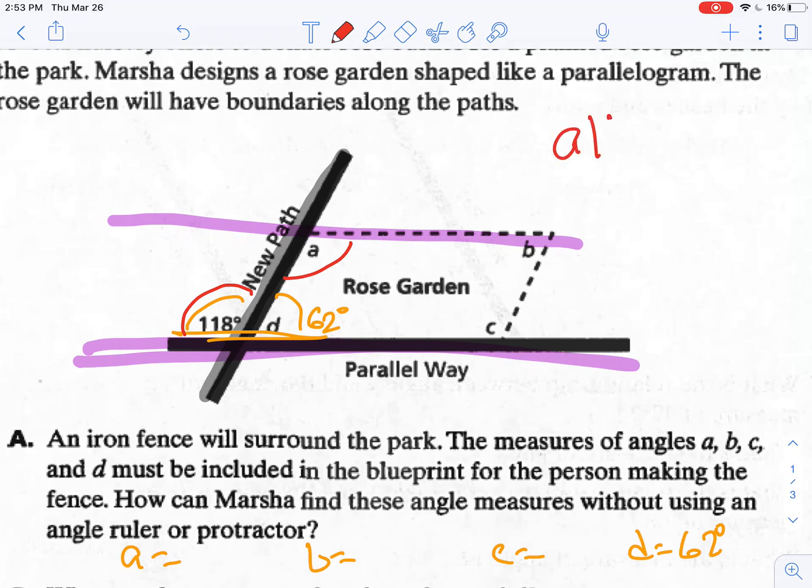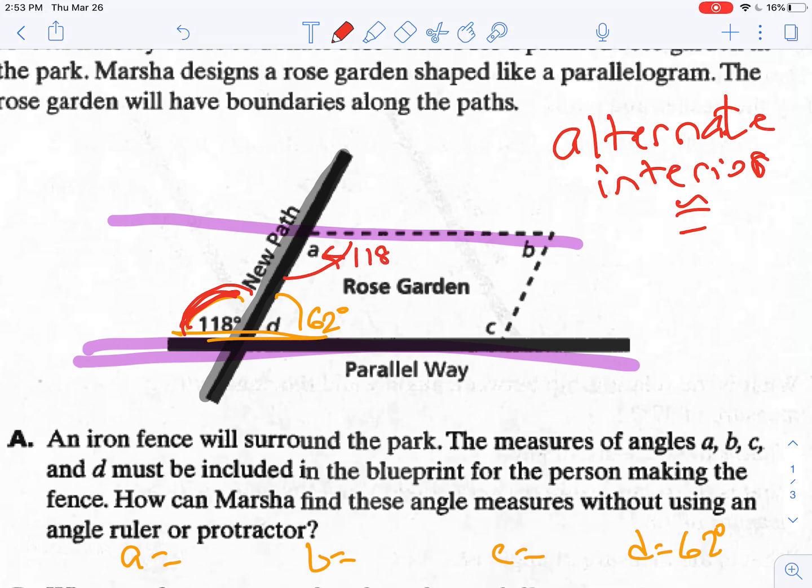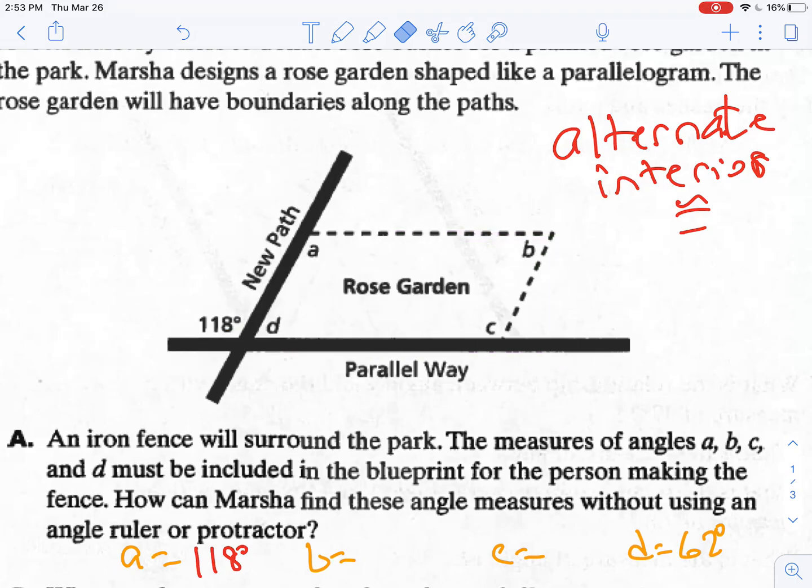So now we have to find A. So A and 118 are alternate because they're on opposite sides of the transversal, and they're interior, alternate interior angles because they're inside the parallel lines, and alternate interior angles are congruent. So if this angle over here is 118, then this angle right here is 118. Alternate interior. So now we have angle A and we have angle D.